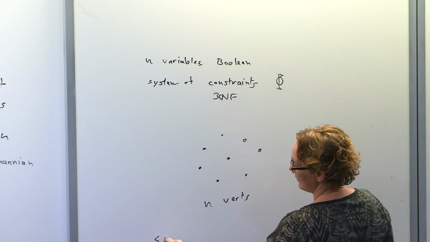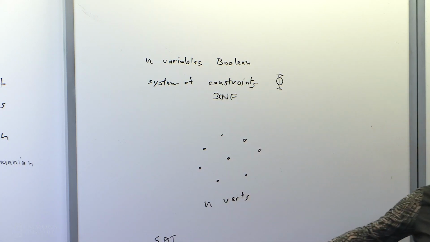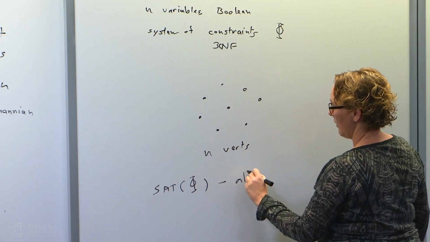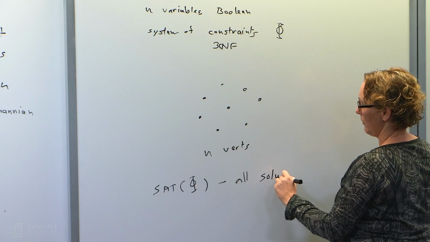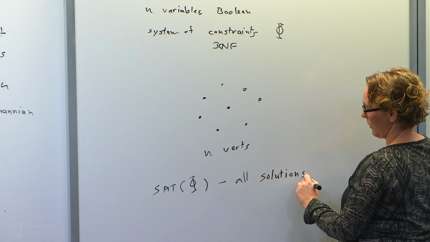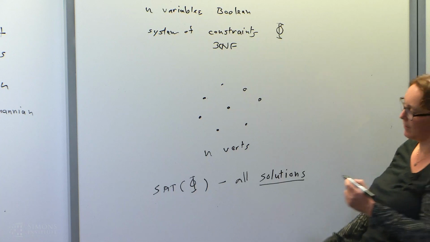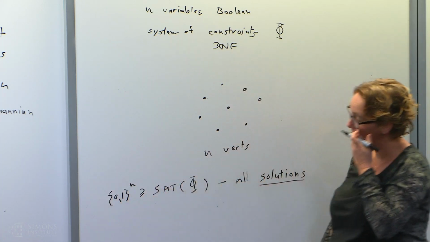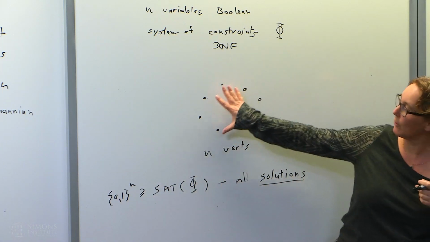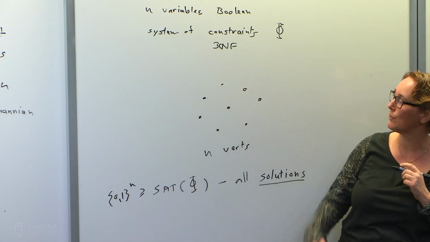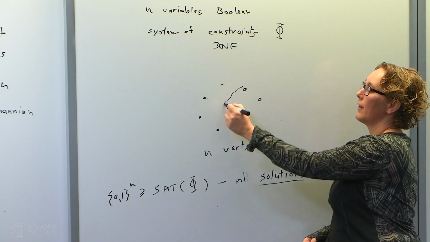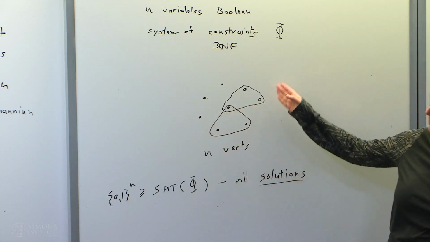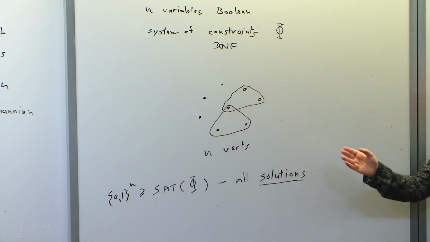So sat of phi is just all solutions. Okay, so this is like perfect solutions. So this is a subset of {0,1}^n. And it's the set of all functions on the vertices that satisfy all the constraints. And then pictorially, I will think of the constraints as maybe triples if it's a 3-CNF. It can be pairs if it is some other problem.